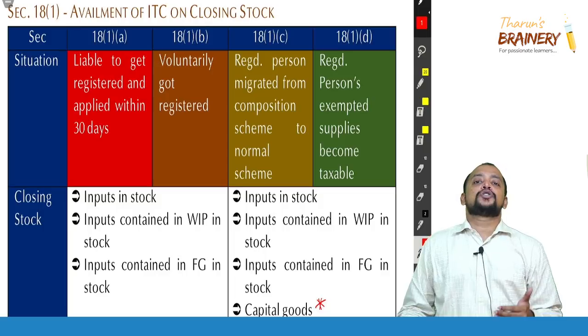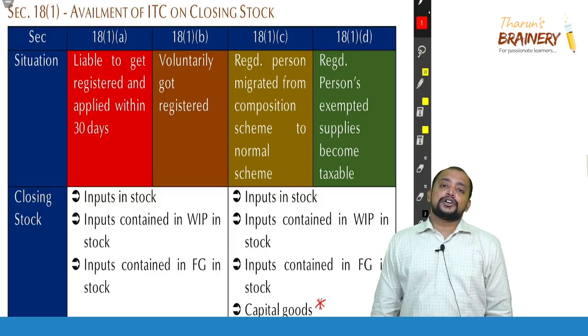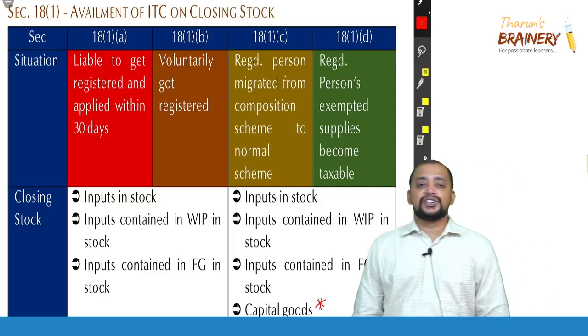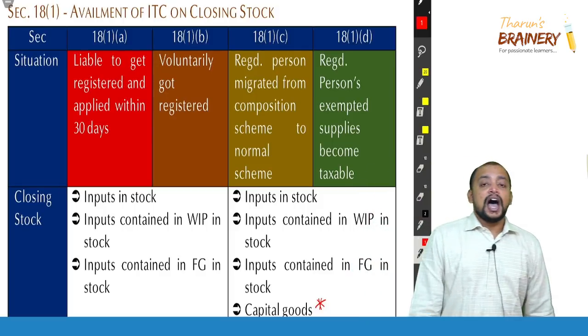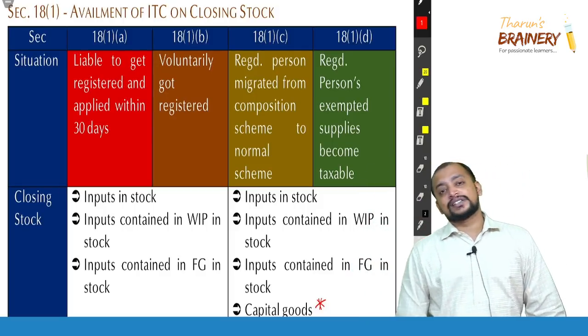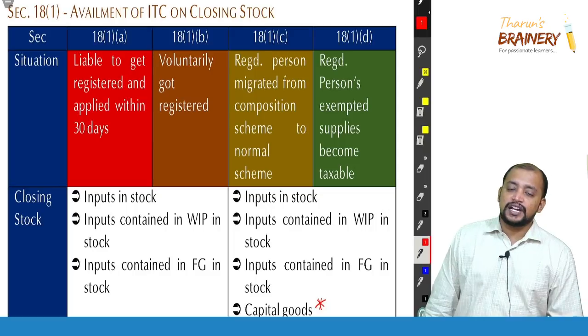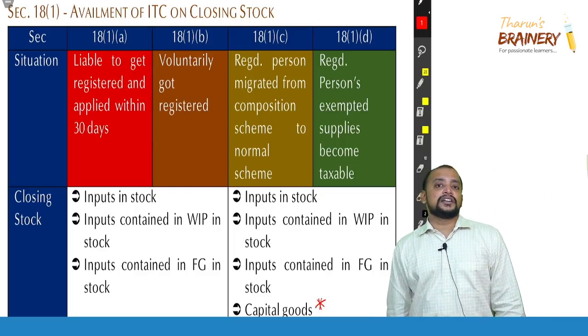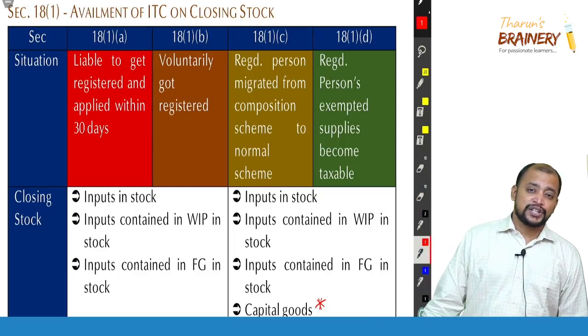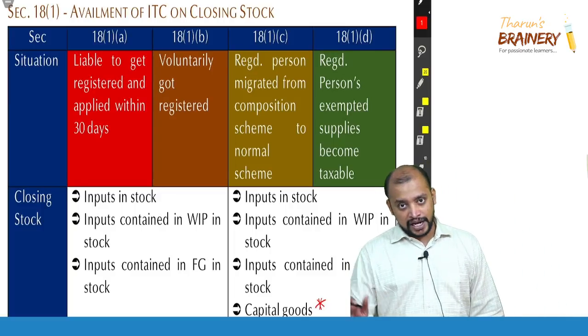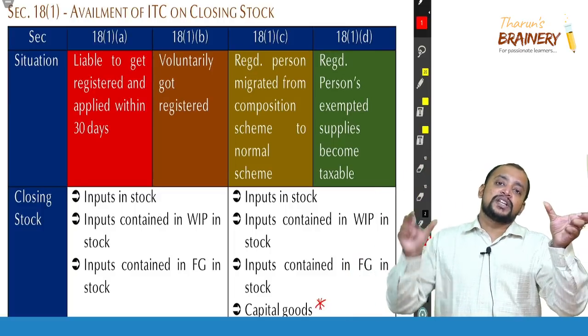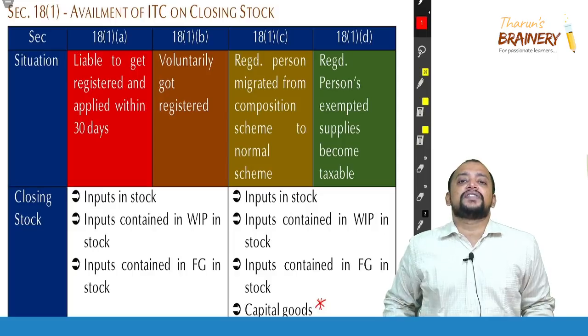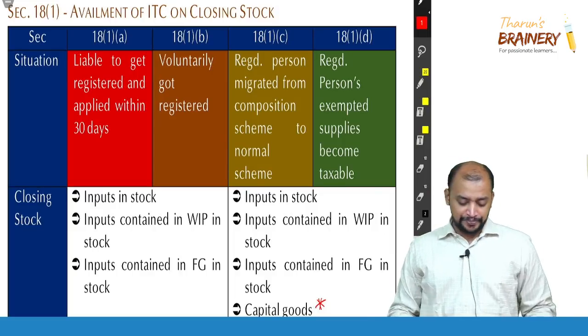Say from today my outward supply becomes taxable. As on yesterday, whatever is the closing stock, the GST paid can be taken as credit. And what is the meaning of closing stock here? Same as 18(1)(c): inputs as such held in stock, inputs in WIP, inputs in FG, and capital goods. So between 18(1)(a), (b), (c), (d), the extra benefit that we get is capital goods.